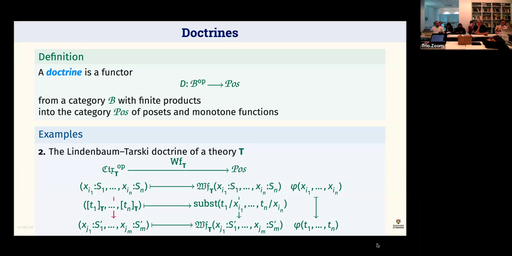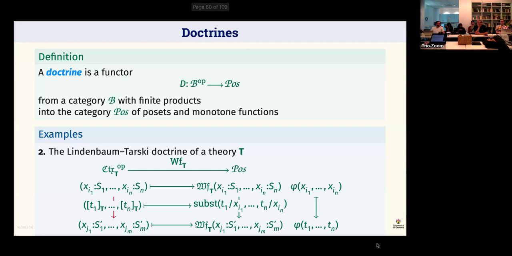Substitution in logic is a nice operation, a fundamental operation. It goes in the other direction. And possibly this is the main reason why I want to insist on seeing that up there.